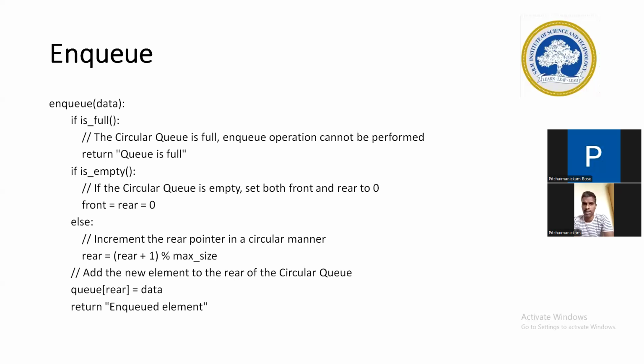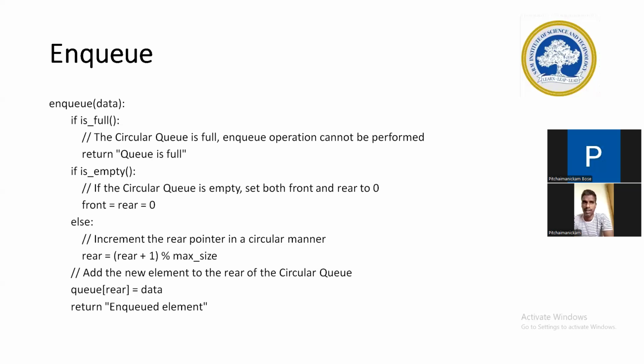Another important thing is the insertion process, the NQ process. Here we check is full, and if the function returns true, the queue is full. If is empty, that is front and rear are equal to 0, the circular queue is empty. Else, we increment the rear pointer in a circular manner: rear is equal to rear plus one modulo maximum size. Then Q of rear is equal to data.